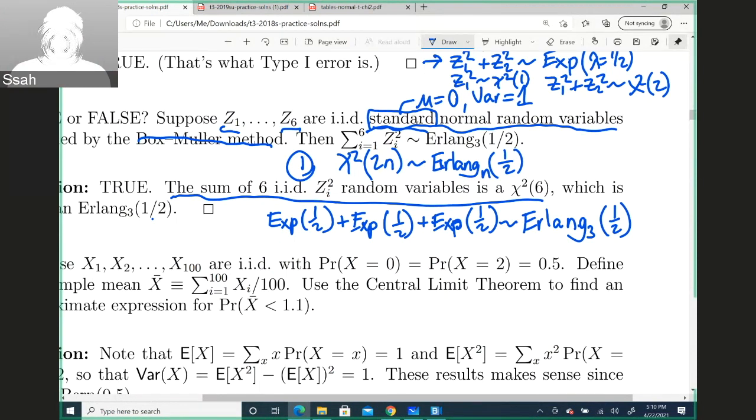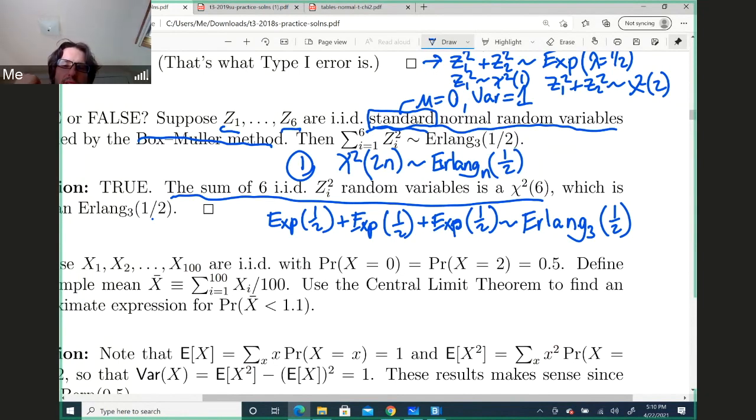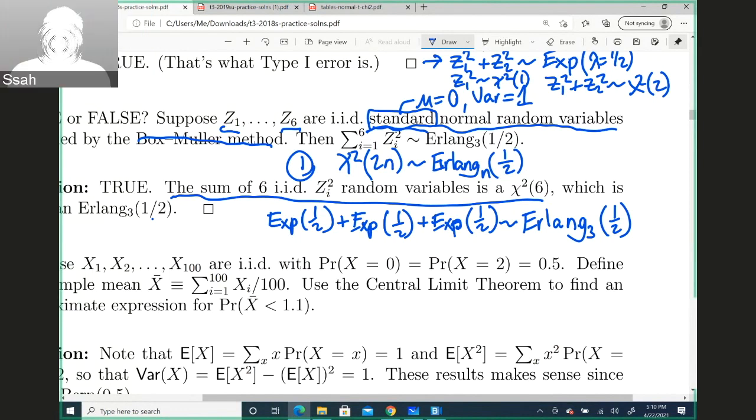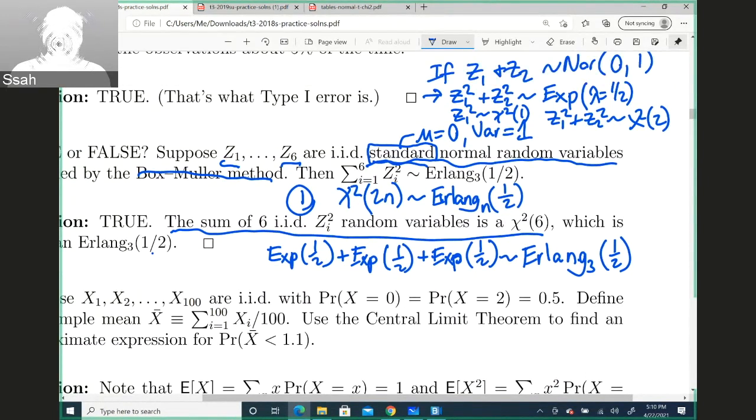If it is Z cubed instead of Z squared, then what would it be? Would it be Erlang 3, 1/3? I don't know if there's an easy way to know what Z cubed would be. I'm not very familiar with that. Okay. So this is not a generalized thing. The only thing we can get is the summation of Zi squared, right? Yeah, correct.